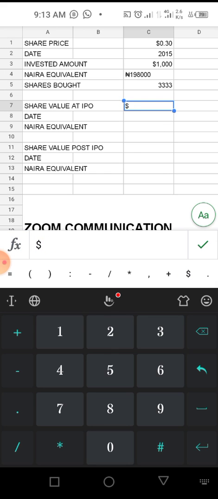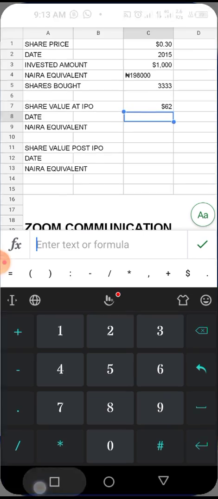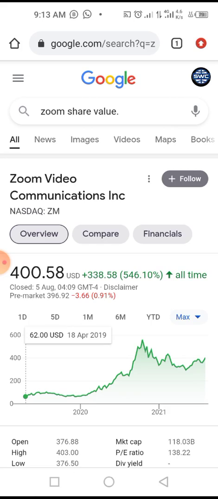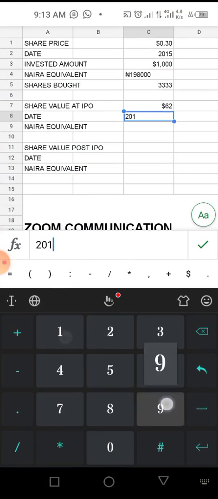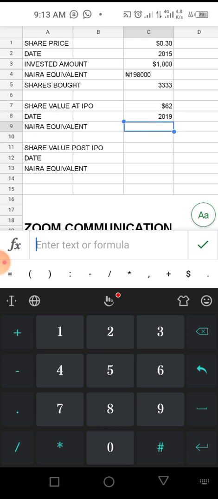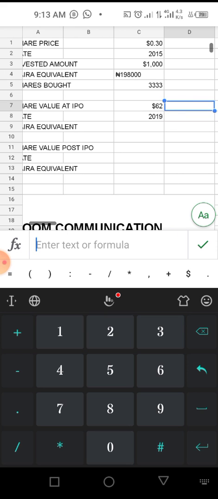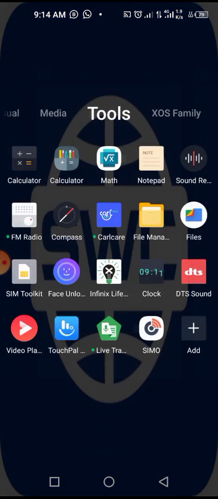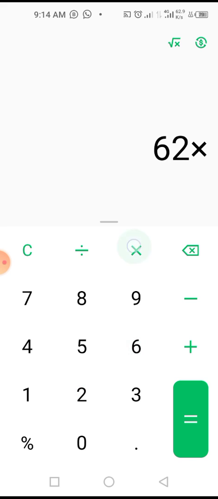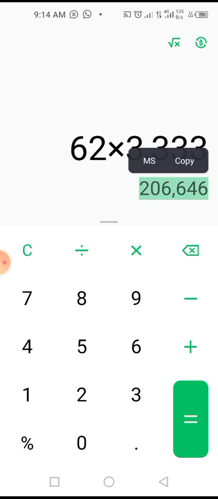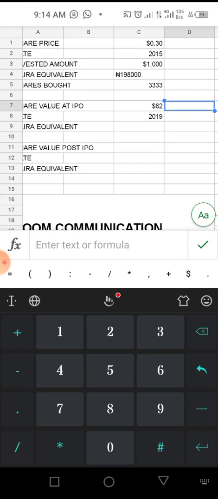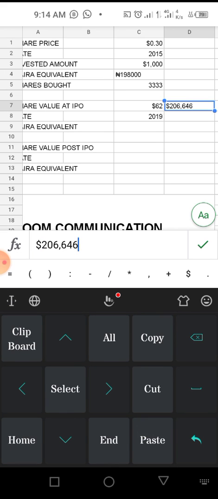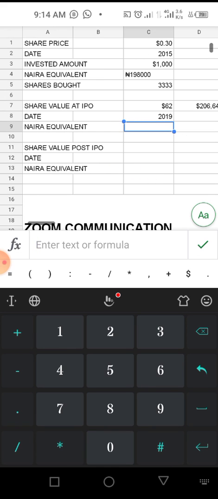Let's put that there, $62. And the date of entry into the initial public market, that's the stock exchange market, is 18th of April 2019. Now, the share value at IPO, $62, was the price per share. Let us now calculate Peter Obi's 3,333 shares, which he bought, how much they would be at that time at $62 per share. So we have $62 times 3,333 shares will be $206,646.